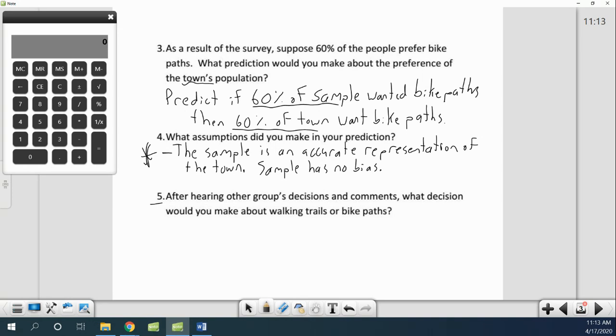What your answer for number 5 would be. Just make sure you justify it. Don't just say, I want bike paths. It has to be, I want bike paths or walking trails, and why is always the important part. So make sure you're always describing your thinking.